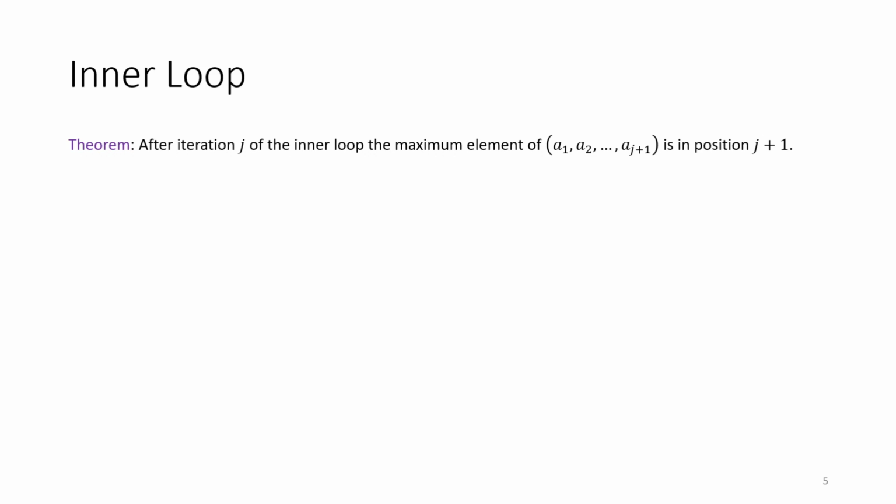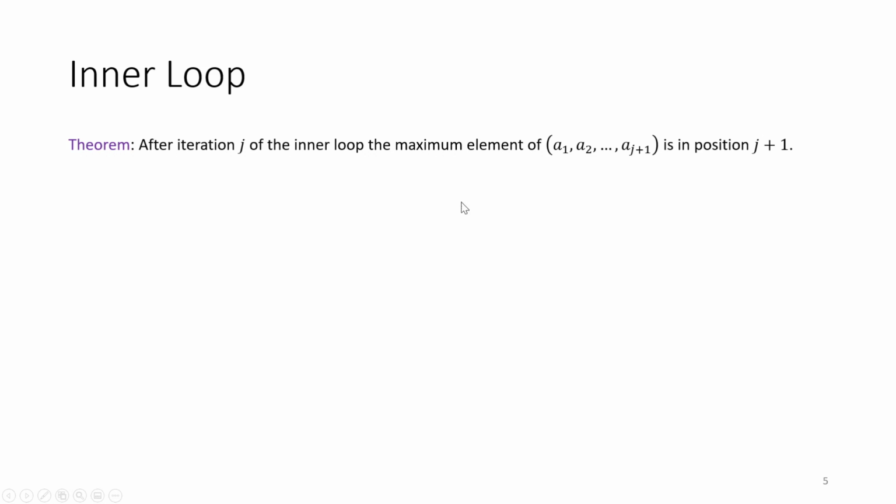So let's take a look at the way I've phrased it here and see if it makes sense in our own logic checker, in our own brain. Here it says, after iteration j of the inner loop, okay, that was the loop we were talking about, the maximum element. We got that phrase in there because we were talking about the maximum so far. Now what we need to do is characterize what we mean by "so far." That's where we need to bring j into the equation.